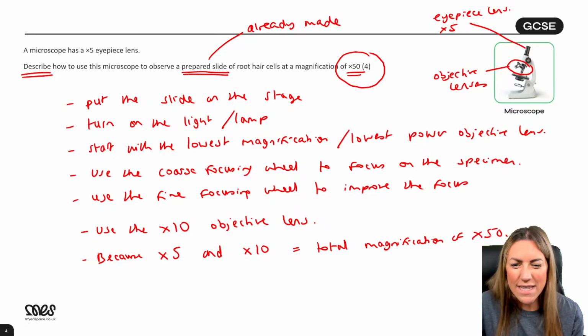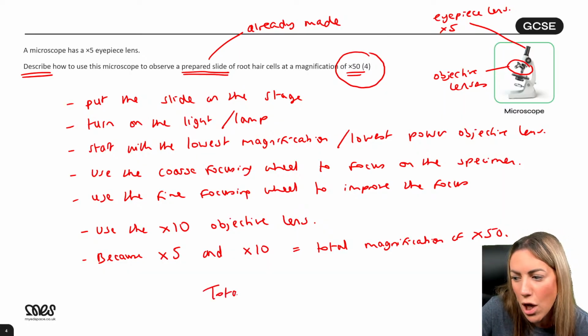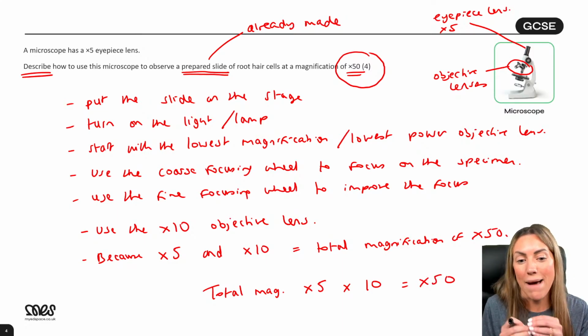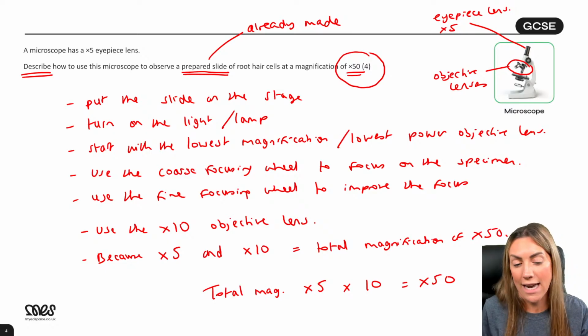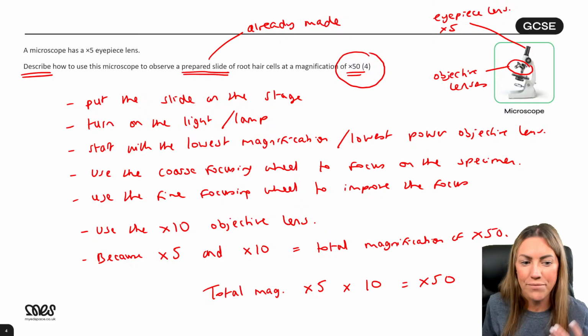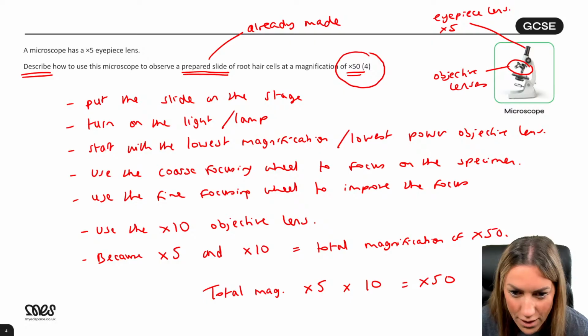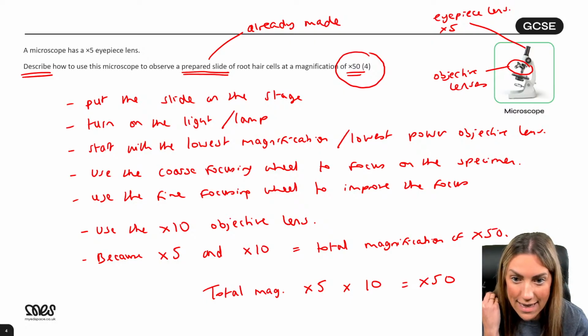You don't need to add the equation for this. Well, do you mean the equation that I've just written? To work out the total magnification, you do times 5 times 10. Because total magnification of a microscope is the magnification of the eyepiece lens, which was times 5, multiplied by the magnification of the objective lens, which was times 10. So here we'd have a total magnification of times 50. Can you bullet point? Yes, you can. Well done, Noam. That is how you work out the total magnification on a microscope.